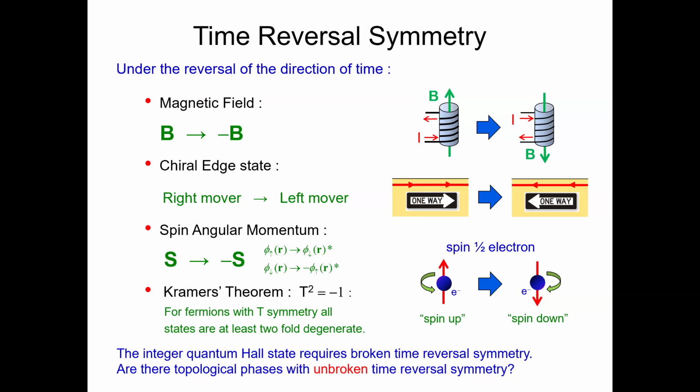Let me tell you a little bit about time reversal symmetry. What time reversal symmetry is about is: if you take a motion picture and you run it backwards, does what you observe obey the laws of physics or not? A magnetic field is created by electric currents, so if you run the motion picture backwards, it changes sign. Likewise, the edge state will change direction. The spin of an electron also changes. Spin is like an angular momentum, and so that will change sign as well.